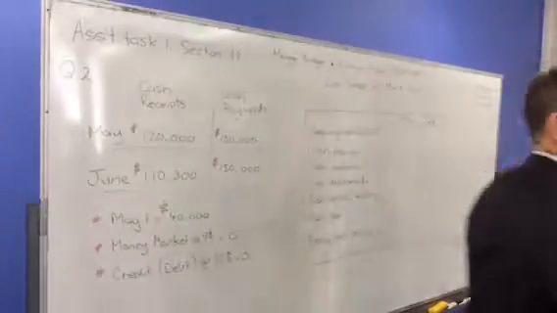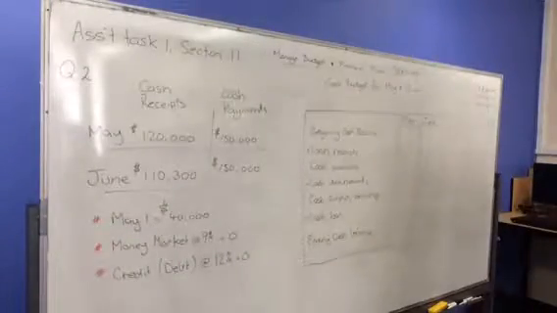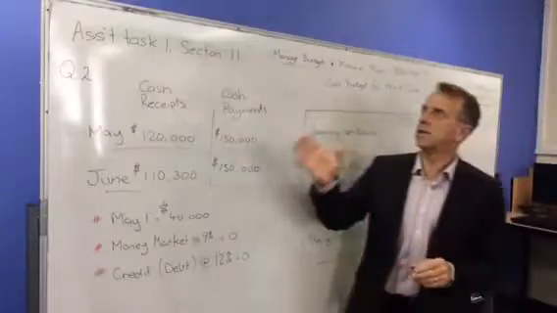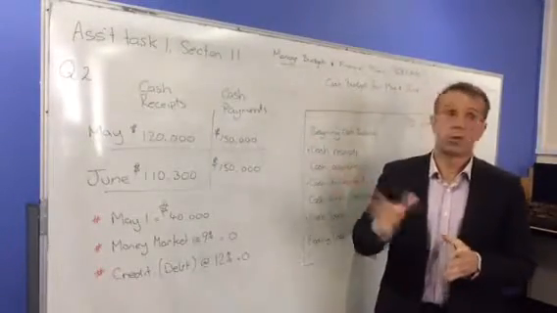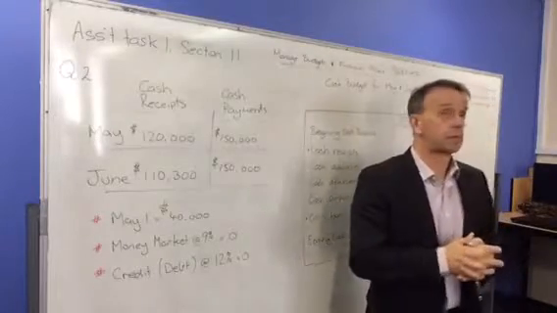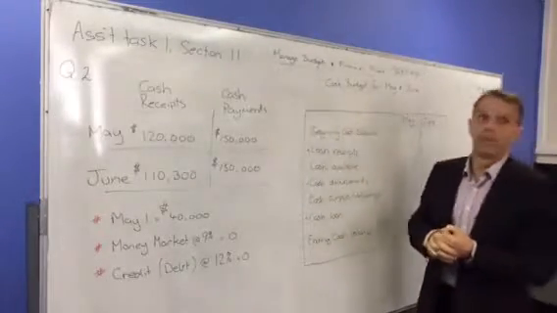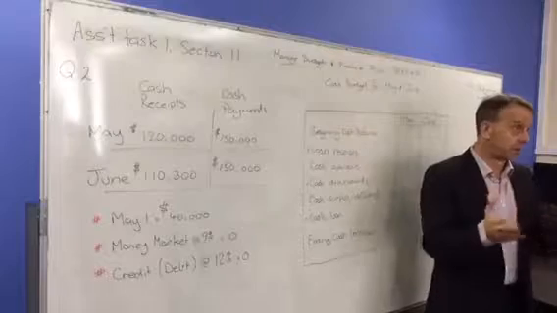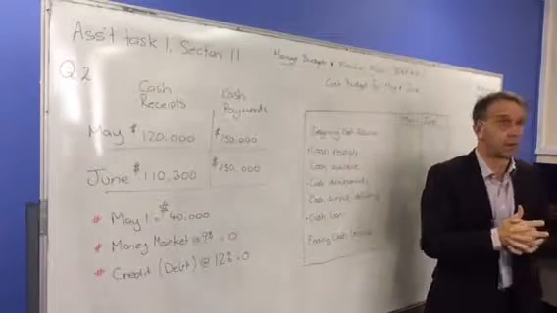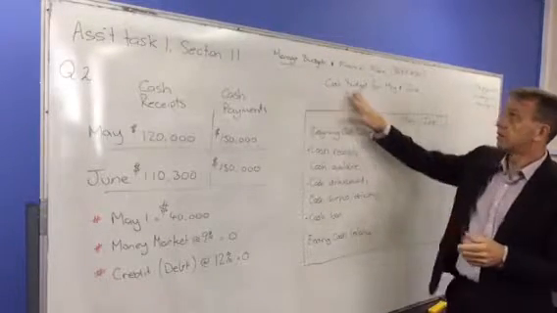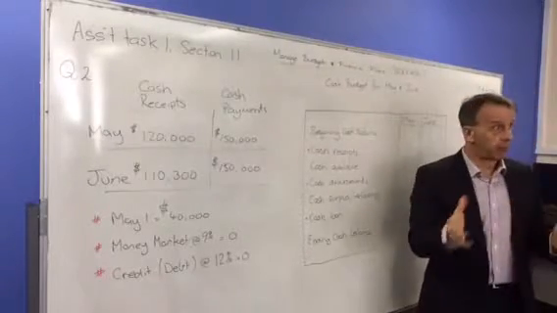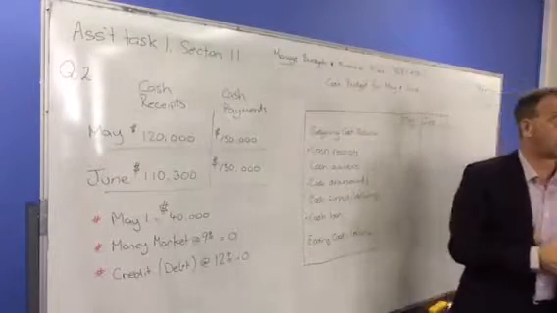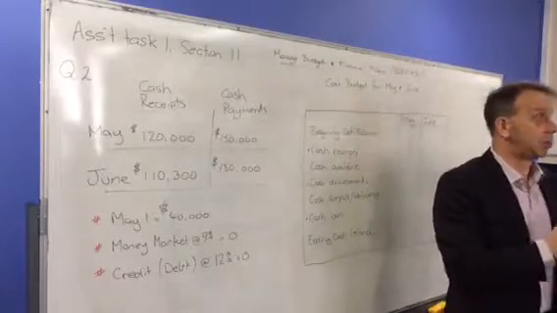So guys, welcome back. What we might do is go over in somewhat detail assessment task 1, section 2, question 2. You're required to put together a cash budget, and these details will be in your workbooks and your handouts and so forth. So today we're going to look at a cash budget for the period of May and June.